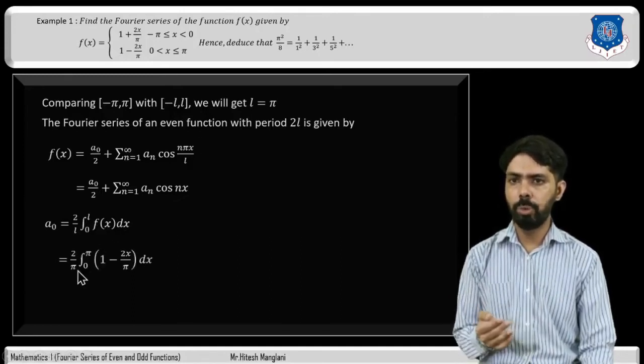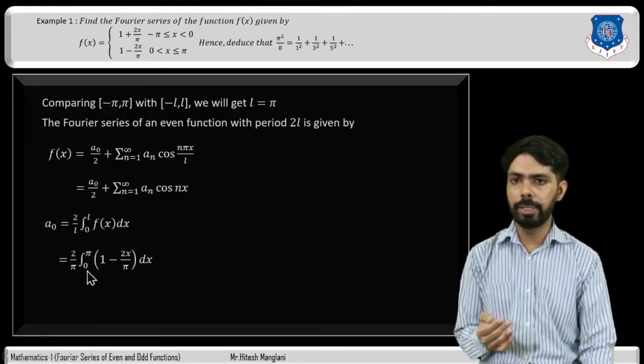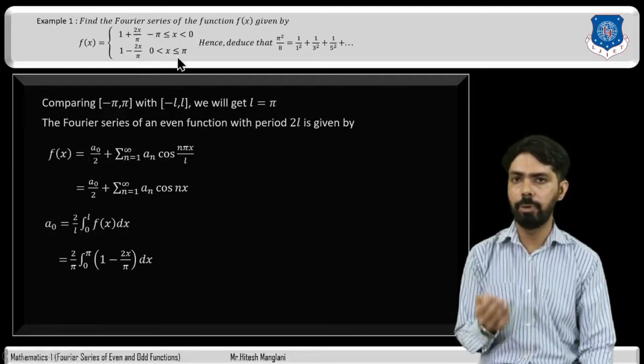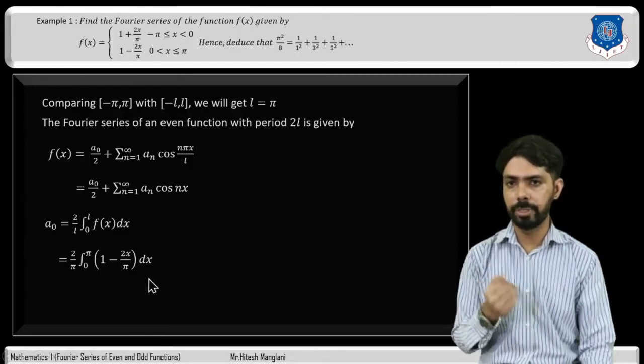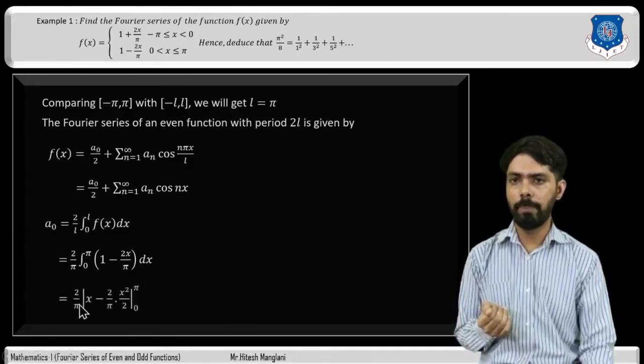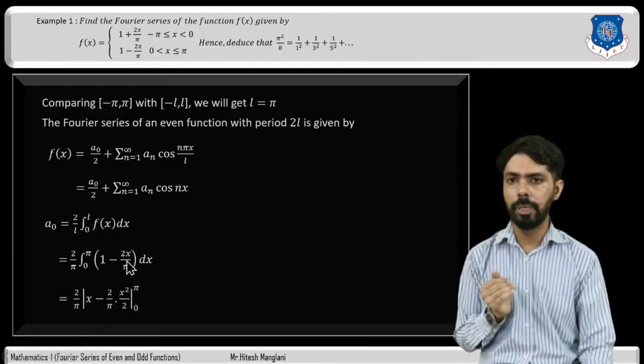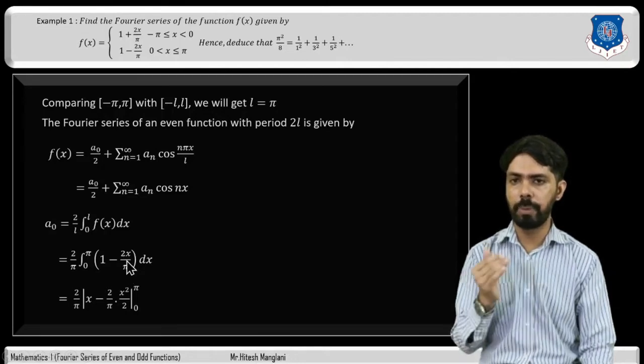So it will be 2 divided by pi integration 0 to pi, and for this limit the value of the function is 1 minus 2x divided by pi, because f of x is 1 minus 2x divided by pi for 0 less than x less than or equal to pi. So here we will replace f of x by 1 minus 2x divided by pi. Now here the integration of 1 with respect to x will be x. So 2 by pi in bracket x minus, here 2 divided by pi will be constant, and we will have to integrate x with respect to x.